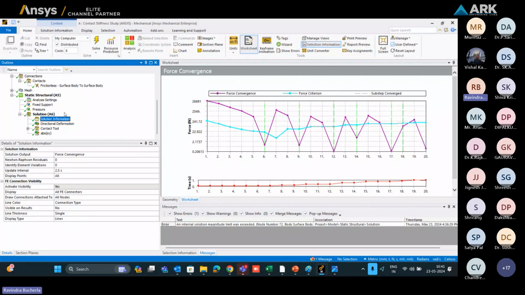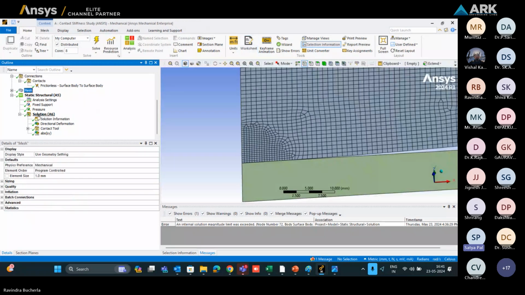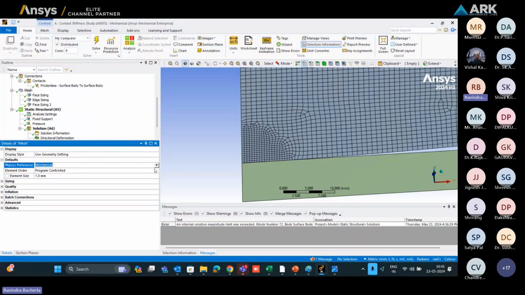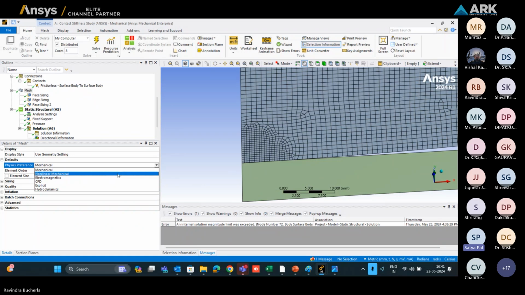Are you using any hyperelastic material? Yes, sir. So in that case there are different kinds of models, like Mooney-Rivlin, Neo-Hookean (NH) model, and Ogden model. In that case, basically you can go with nonlinear mechanical. Yes, I'm using this one only.